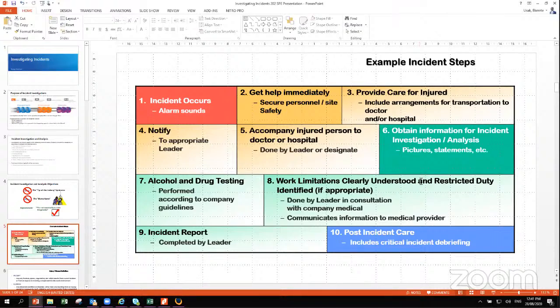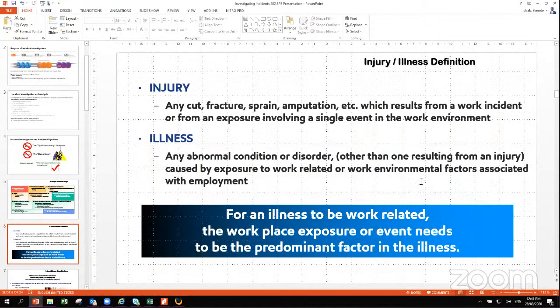And after the incident, you get to the person and provide him the necessary support and care to help him with this analysis. So looking at some basic definitions in the industry, injuries are any cut, fracture, sprain, or anything that has happened to the person. An illness must be ascertained to have occurred because of the kind of work that he's doing. So we always talk of illness as work-related.